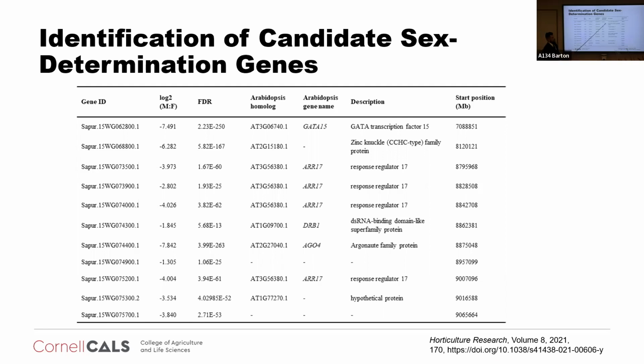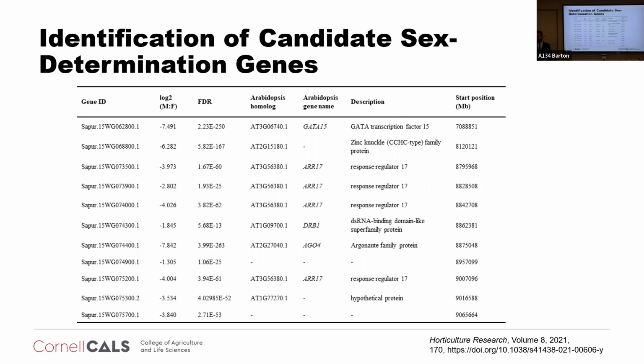There's this GATA15 family transcription factor. This is involved in floral transition and morphology in Arabidopsis. We have a zinc knuckle transcription factor. We have a truncated Argonaute-4 gene. Argonaute-4 is involved in the RdDM pathway, the RNA-dependent DNA methylation, so it could be responsible for this threefold difference we see in methylation between males and females. And then also a few hypothetical proteins.